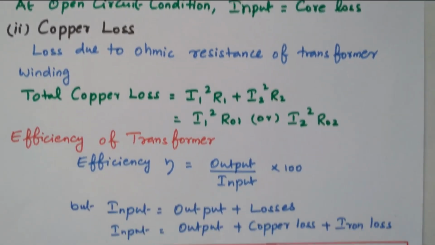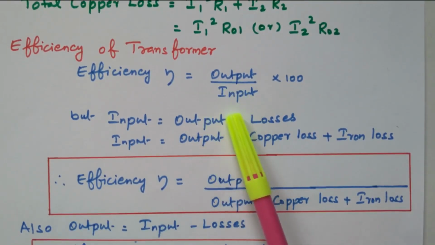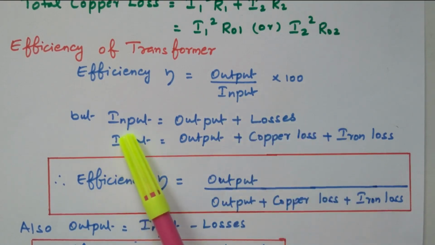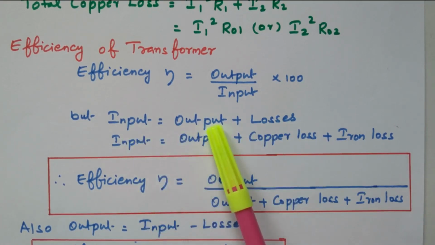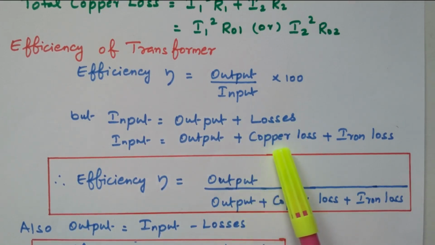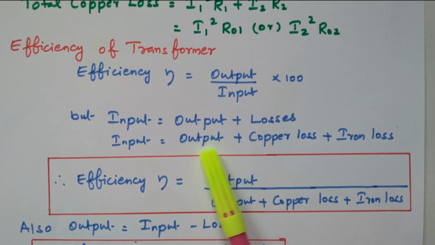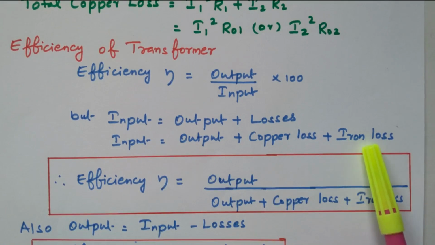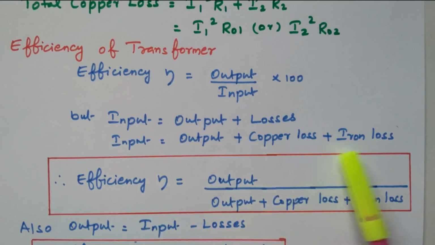Now we will go to the efficiency of the transformer. We know that efficiency is nothing but output power divided by input power into 100. But we can write input equal to output plus losses. When the input is given, it will be converted into output, but in between some losses will happen. In the transformer we have copper loss and iron loss. So input is converted into output, plus some amount of loss due to copper and some amount of loss due to iron. So input equals output plus copper loss plus iron loss.